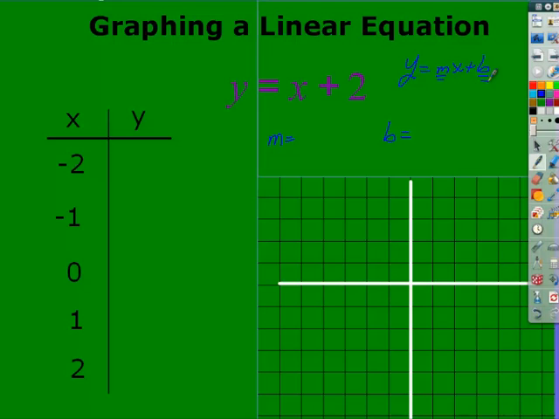So first of all, what's my m? Well, m is always the coefficient on x. So what's the number in front of x? Right, it's going to be a 1. And we always want to write slope as a fraction, and I'll show you why in a second.